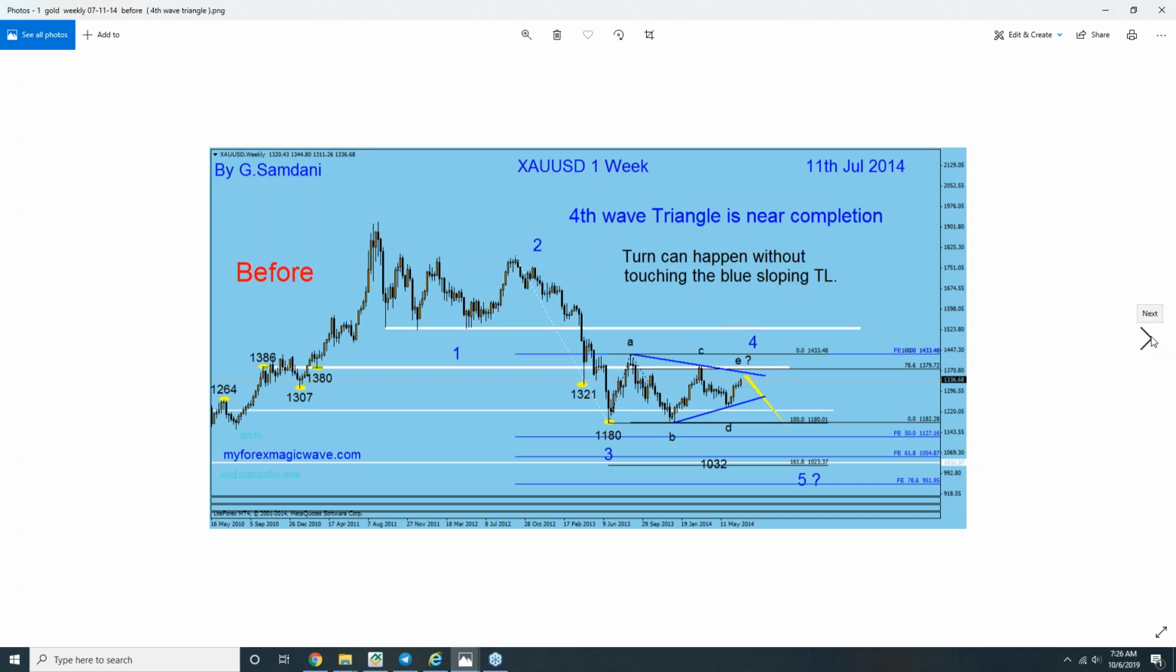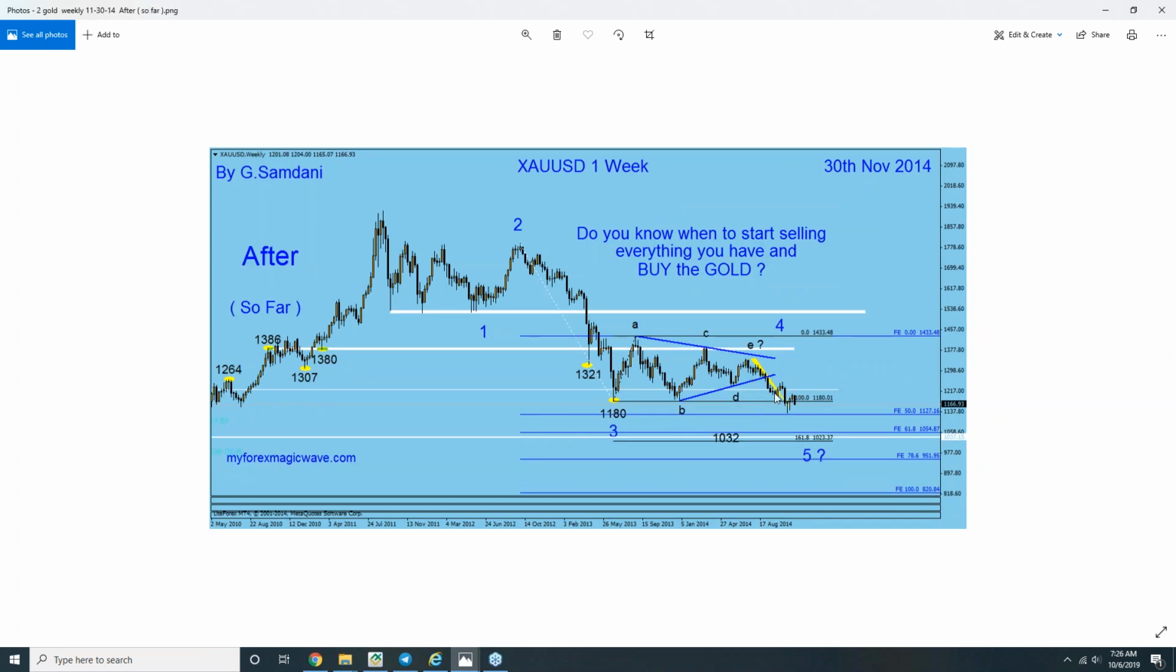And what happened to this chart? It made the turn right from there. Right now it started to come down, and it broke below the wave 4, the triangle. So wave 4 finished, and wave 5 was going down. See this number here, 1032. That was the number that I'm referring to here.